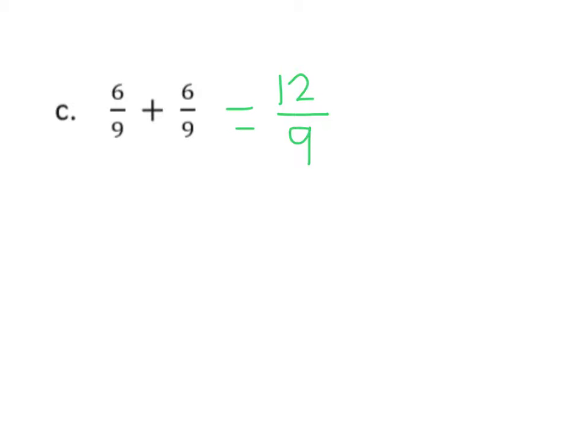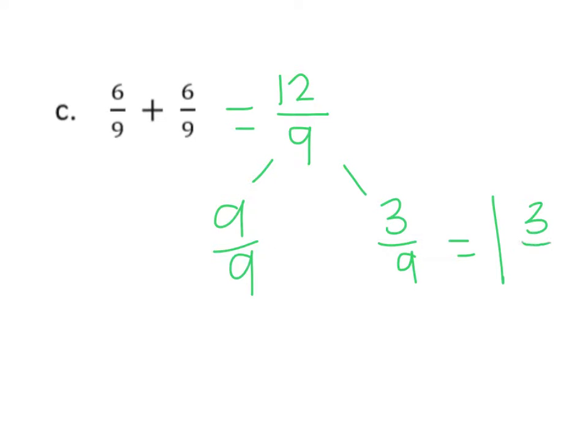Since it's an improper fraction, we can pull out a whole piece, which would be 9/9. We have 3/9 left over. My final answer is 1 3/9.